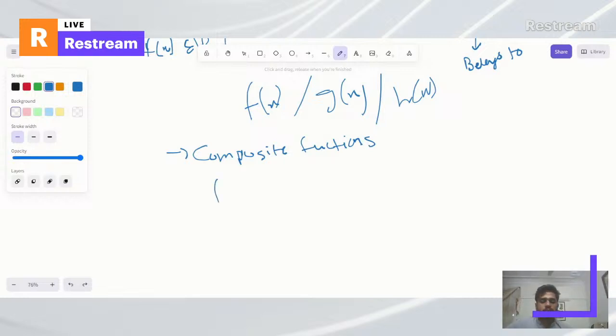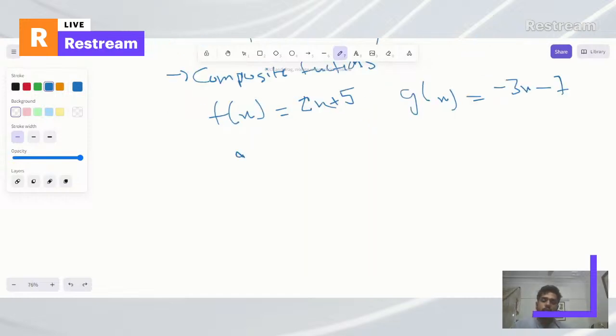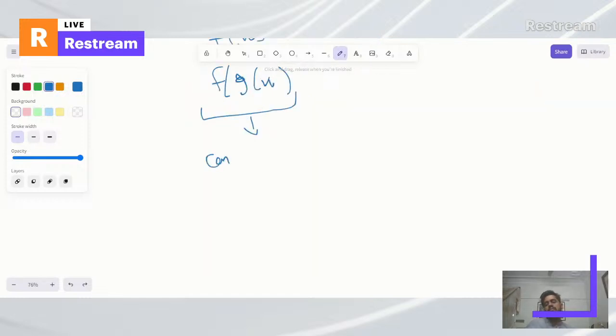All right, so for an example, let's take f(x) equals 2x plus 5, right? And now g(x) is equal to negative 3x minus 7. Okay, so now if I ask you what's the value of f(g(x)), what does it mean? This is now an example of a composite function.